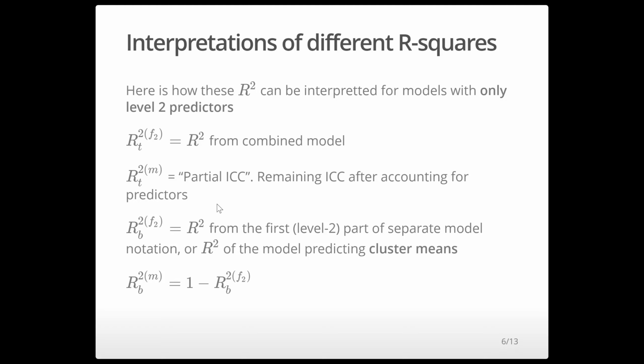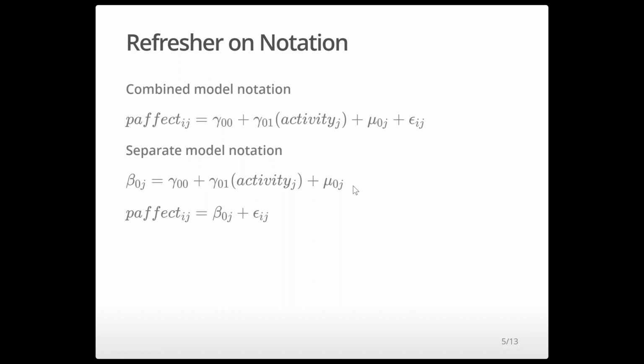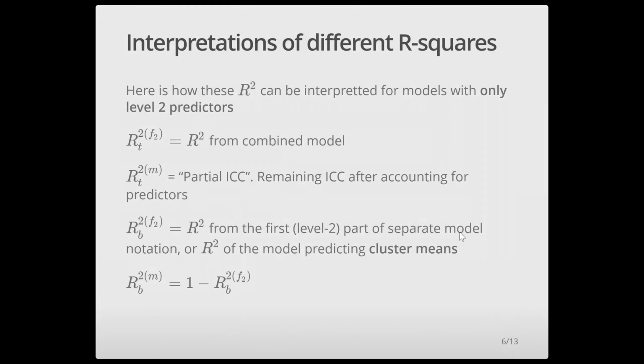So R squared F2B is the R squared from the first part of the level 2 model. So it would be like the R squared just from this model here. It would ignore this part, and it would just be the R squared of activity predicting the cluster means. And then finally, R squared MB is just 1 minus that. It's whatever remaining residual there is out of the total cluster mean variance.